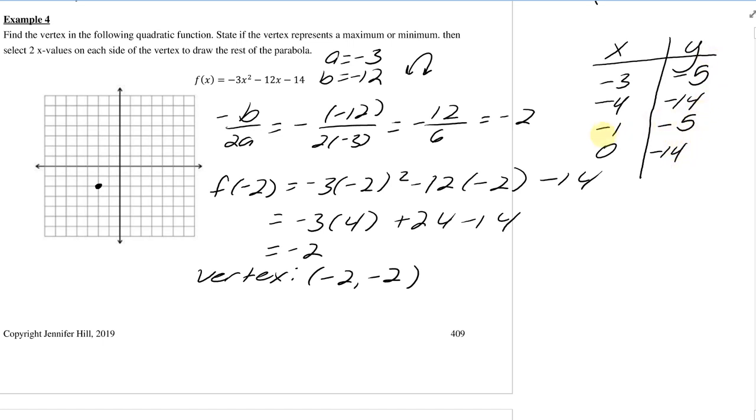That's what makes a parabola work, right? It has to be symmetric on each side. So by doing all these calculations, it's going to help you catch whether or not you make an error. You'll know right away because you won't have this symmetry in the points. So now let me graph these.